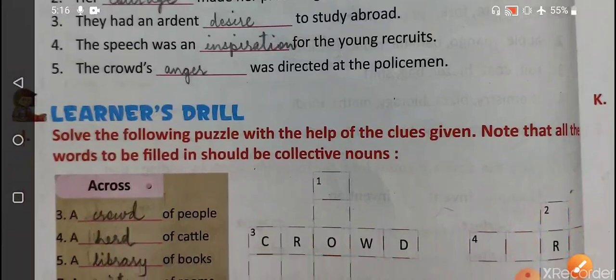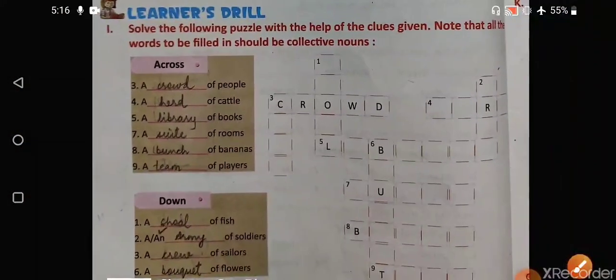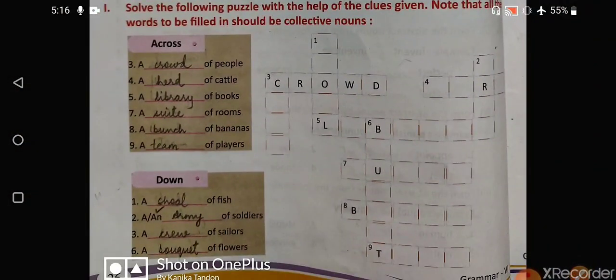Coming on to the next one. Solve the puzzle with the help of the clues given. A herd of people, a crowd of people, a herd of cattle, a library of books, a suite of rooms, a bunch of bananas, a team of players. Now we have to write downwards: a shoal of fish, an army of soldiers, a crew of sailors, a bouquet of flowers.